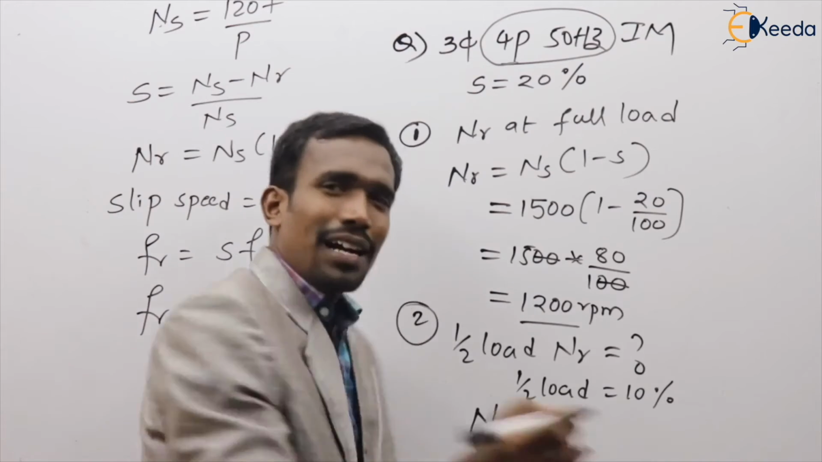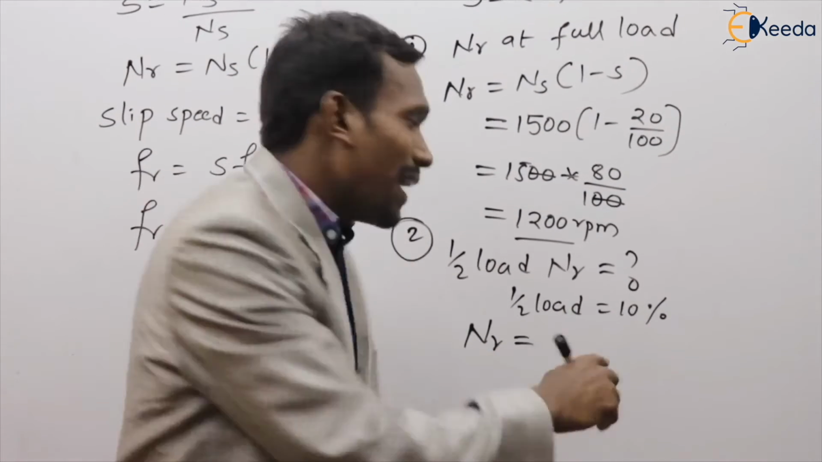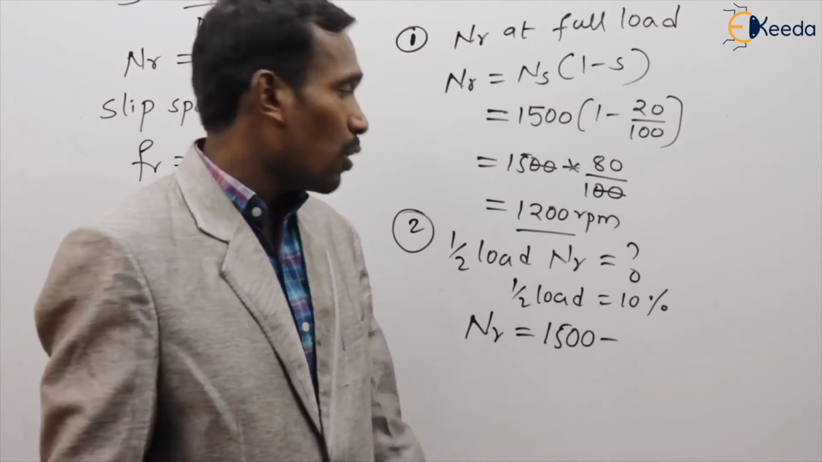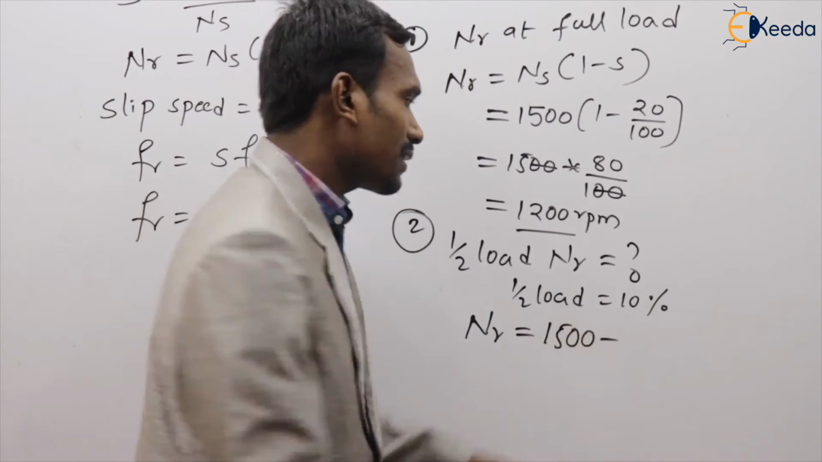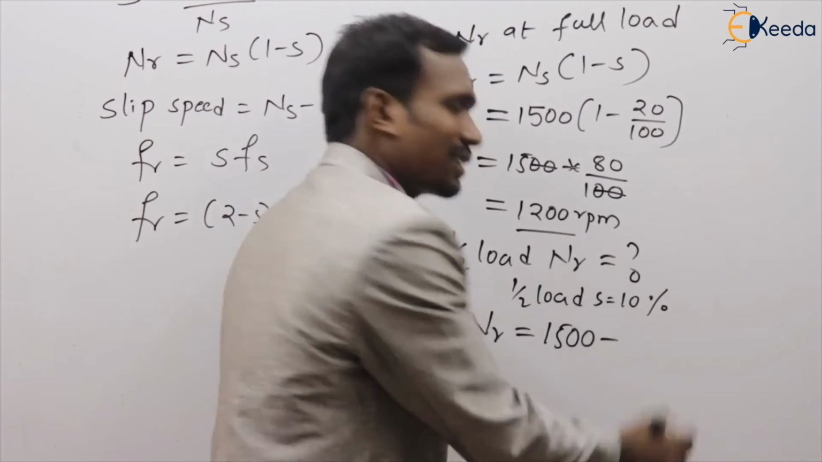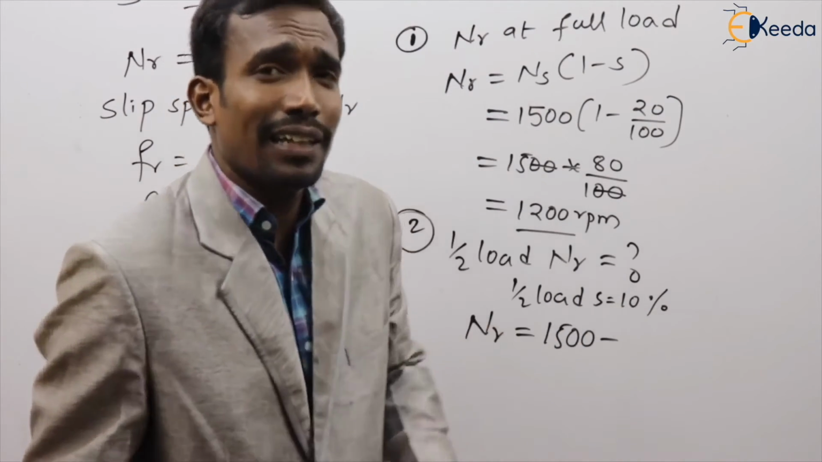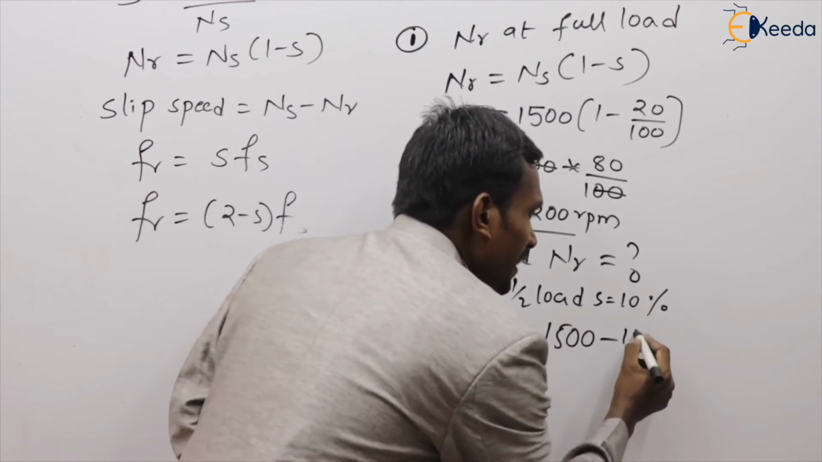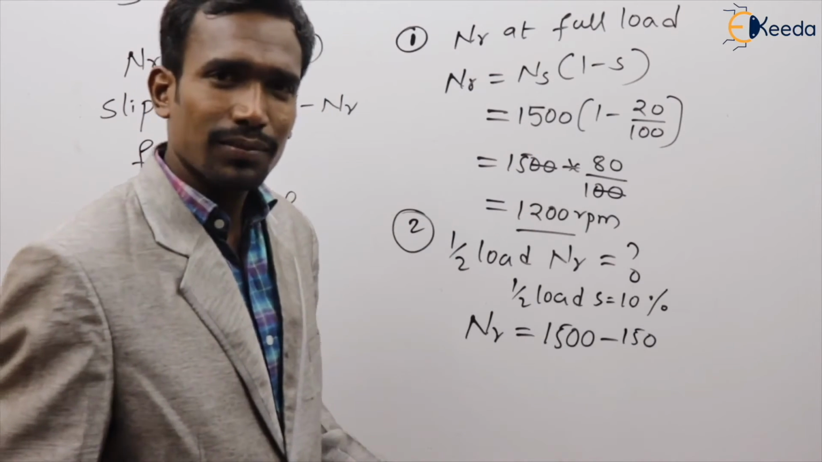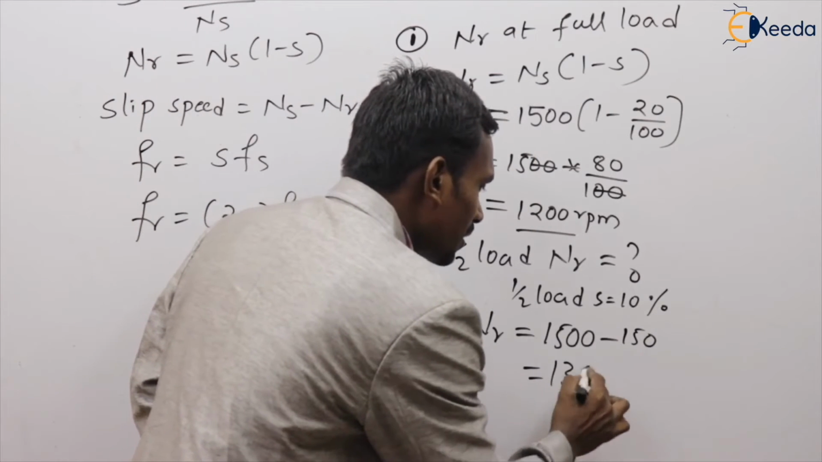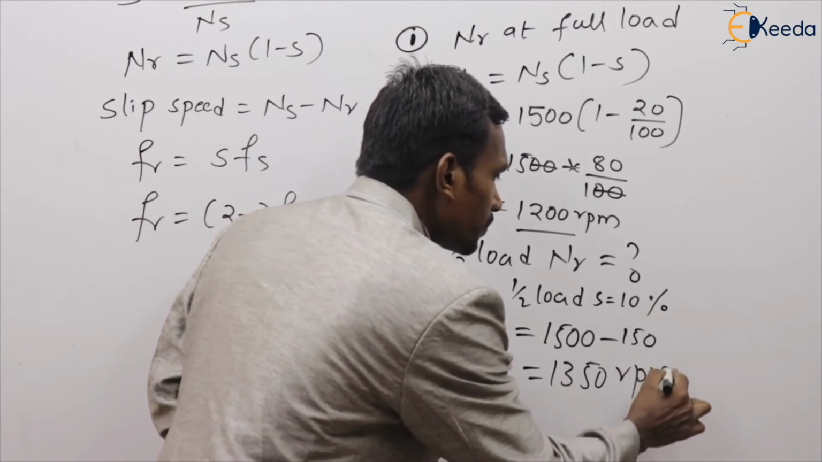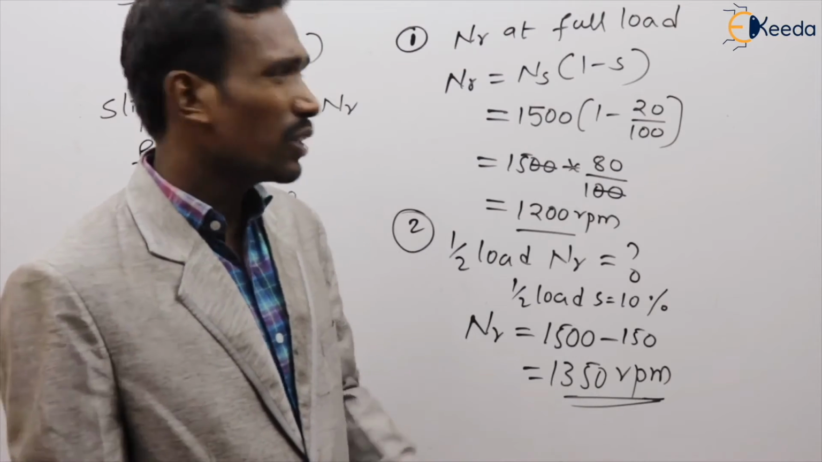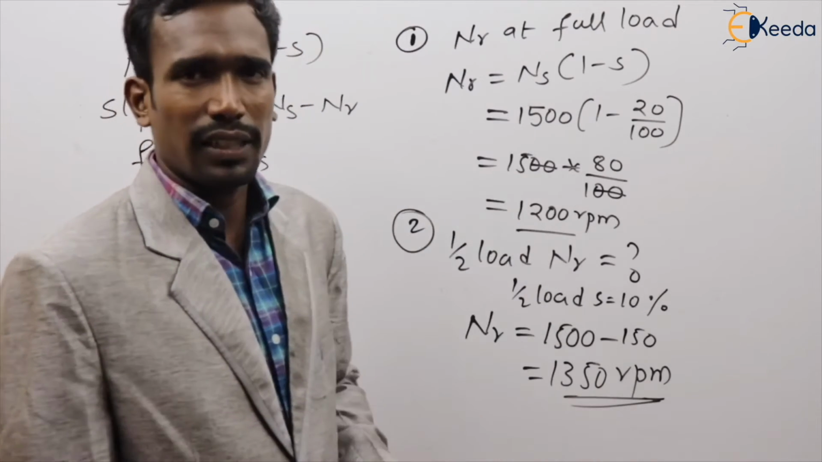Now tell me, what is my rotor speed? I am giving it to you directly: 1500 minus how much percent slip? The slip is 10%. What is 10% of 1500? 10% of 1500 is 150. So what is the answer? 1350 RPM. See how easy. So these are the ways of questioning they ask.